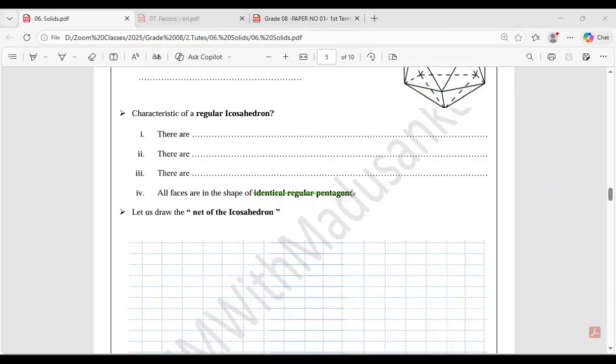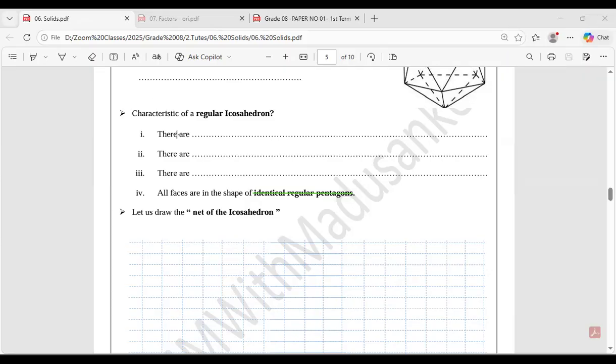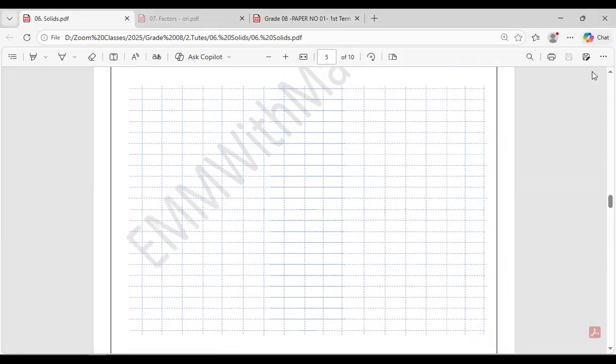Instead of that, I told you to write triangular, equilateral triangular shapes. Right? Okay, now we are going to discuss, or we are going to draw the net of the icosahedron. Right? Most of the times, they might ask you to draw this one.